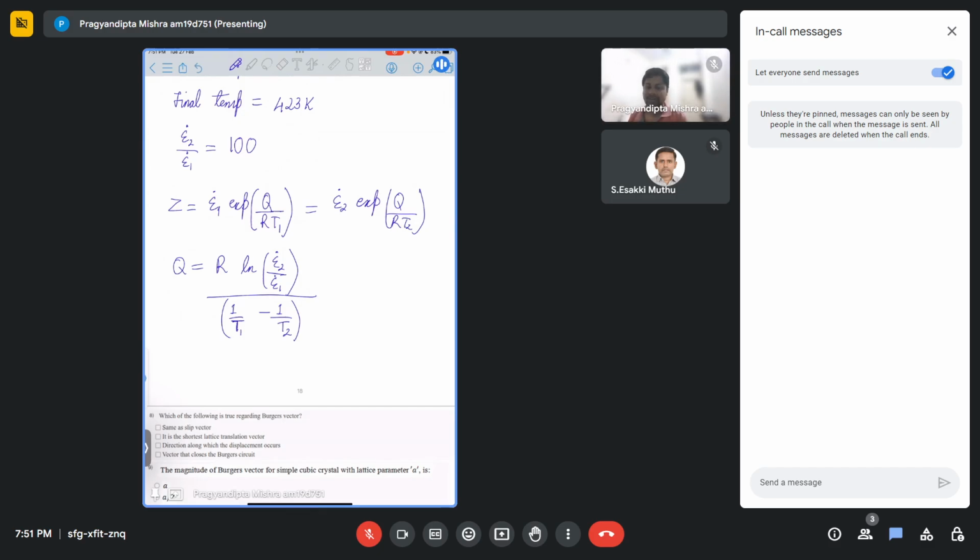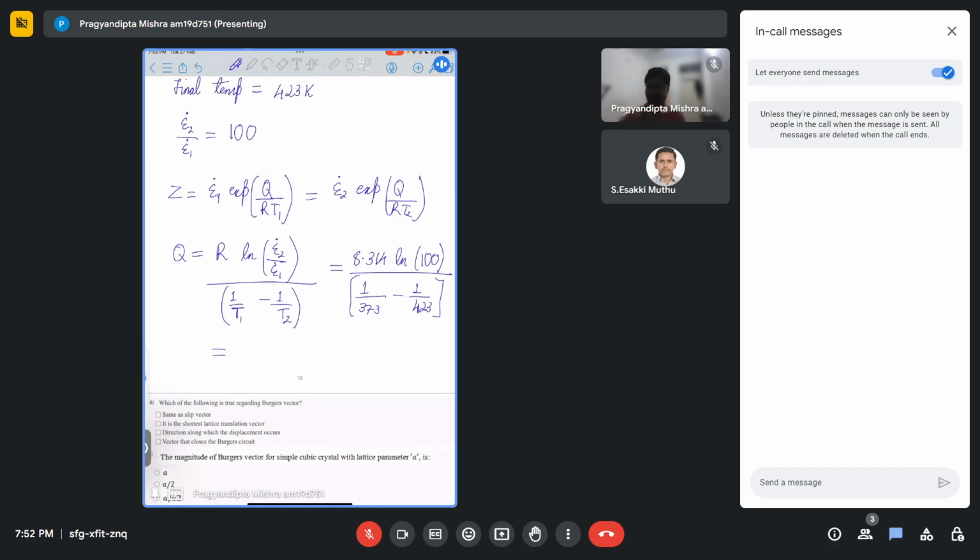So if I substitute and solve, 8.314, ln of this, and this is ln of 100, divided by 1 by 373 minus 1 by 423. Okay, so the final expression for Q would be, let me just calculate.